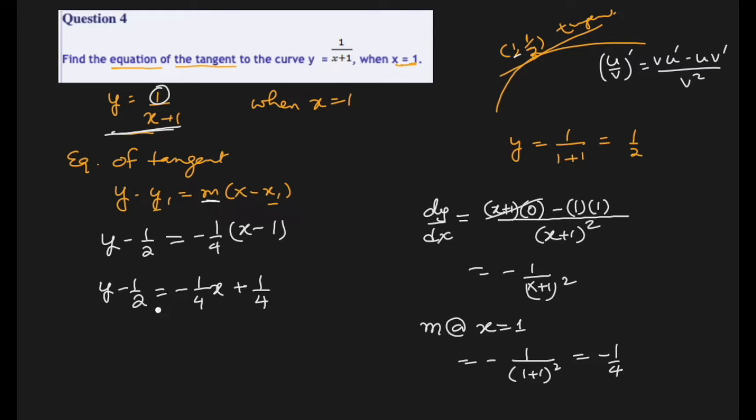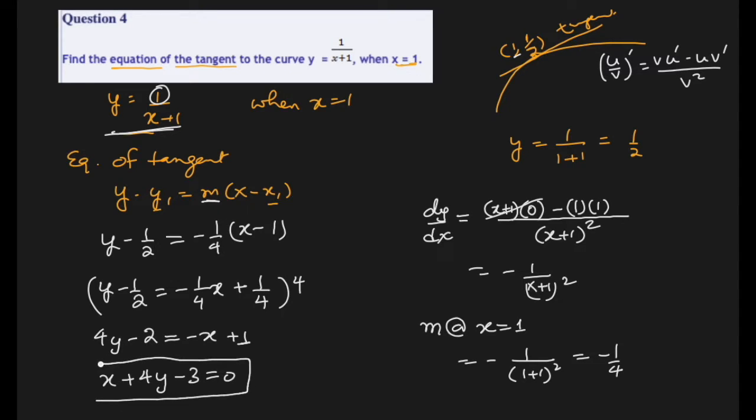Since there is a denominator, let's multiply the whole equation by 4. Half multiplied by 4 is 2. Minus 4 and 4 cancel, so equal to minus x. 4 and 4 cancel, 1. Let's bring these to the other side. X plus 4y, and this plus 1 goes there, becomes minus 1, minus 2, minus 1. This is the equation of the tangent.